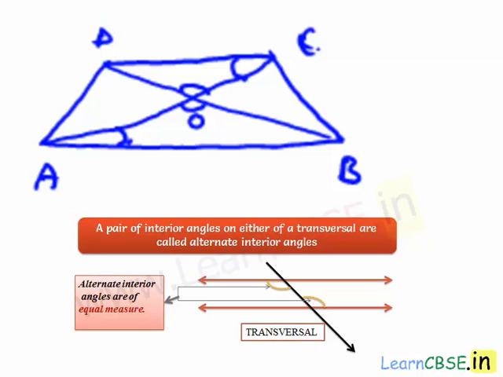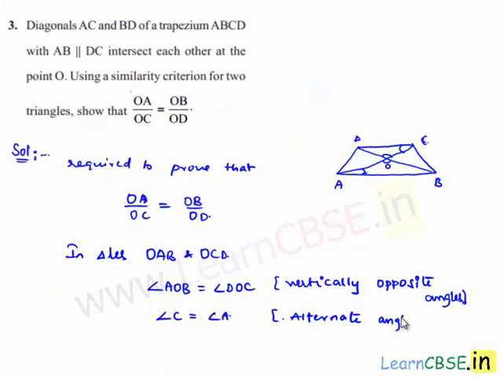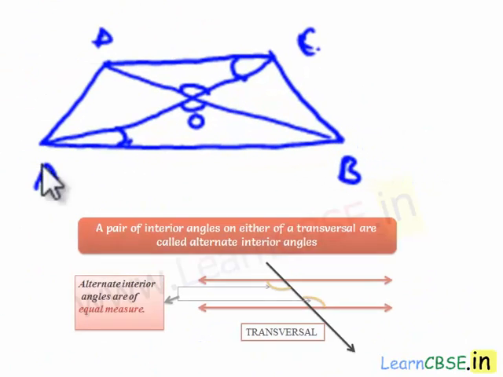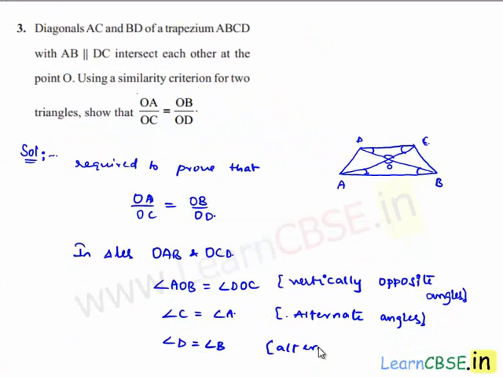As they are alternate interior angles with AB parallel to DC and CA as transversal. Now again, angle D will be equal to angle B since they are also alternate interior angles when AB is parallel to DC and DB as transversal.